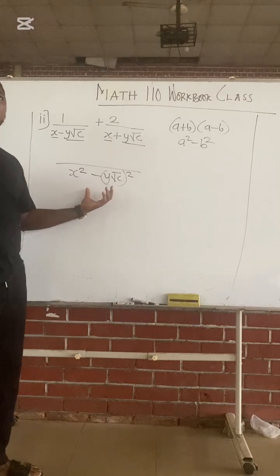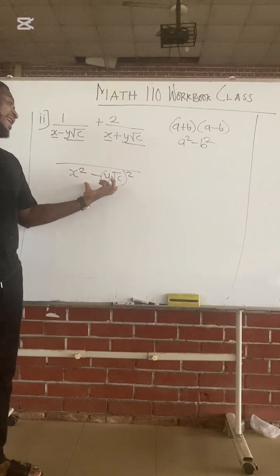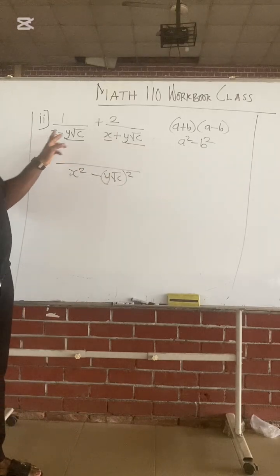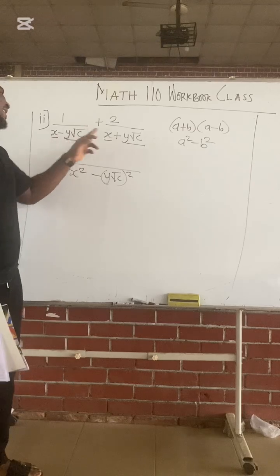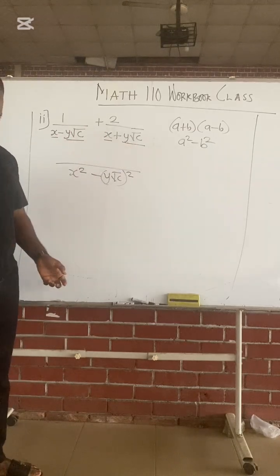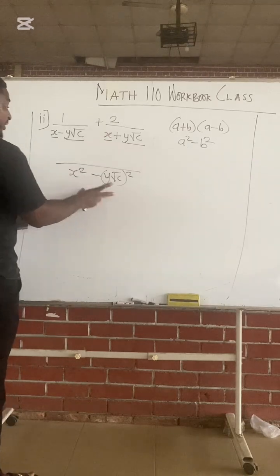Class, this is not the only way of doing this. You could as well decide to expand it, but you still arrive at this. This is a shorter form. You could expand it by saying x times x, x times y root c, minus y root c times x, minus y root c times y root c. Do you understand? But this is a shorter form of doing it. So the product of these two is this.